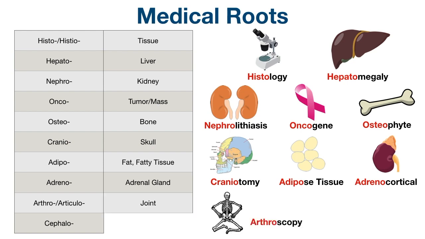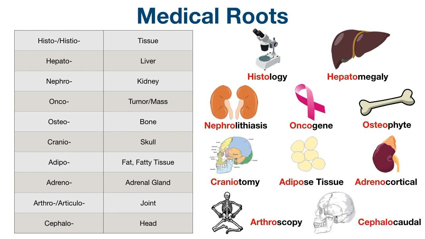Arthro and articulo mean joint. For example, arthroscopy is a surgical procedure that examines the inside of a joint, and this helps diagnose and treat joint conditions. Finally, we have cephalo, which refers to head. For example, cephalocaudal means proceeding or occurring in the direction from head to tail.